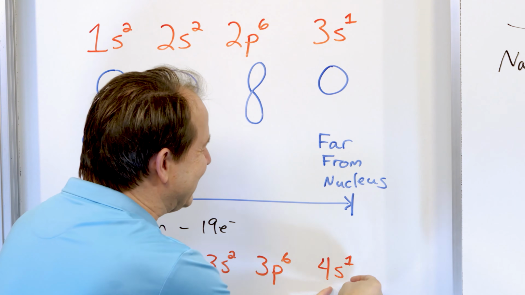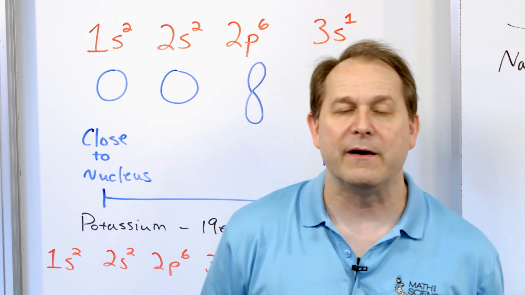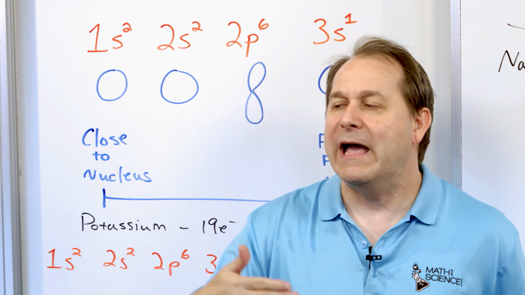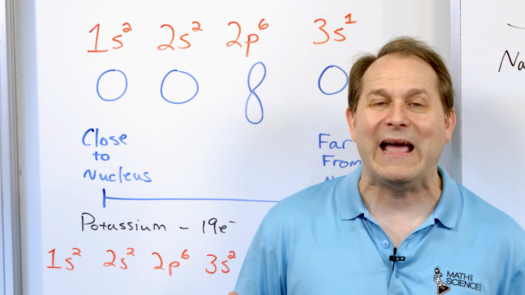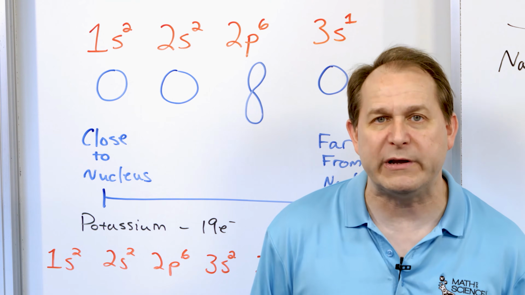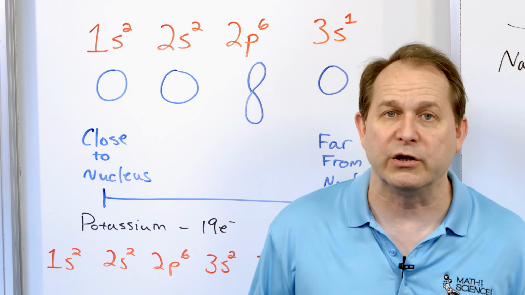You would have to pull less, with less energy, to rip off that outer electron. And that is why, as I will show in an experiment in the future, when we put potassium in water, it reacts even more violently than sodium does. It almost explodes on contact.